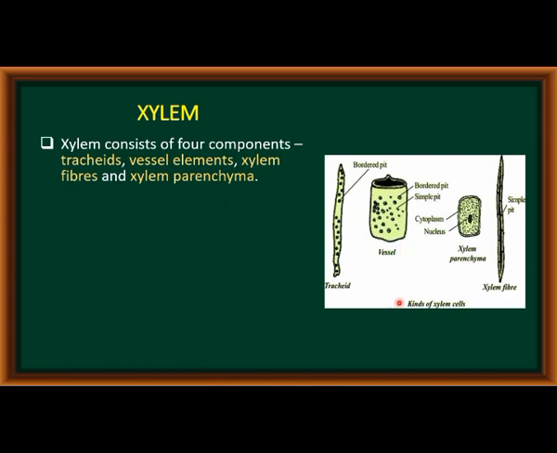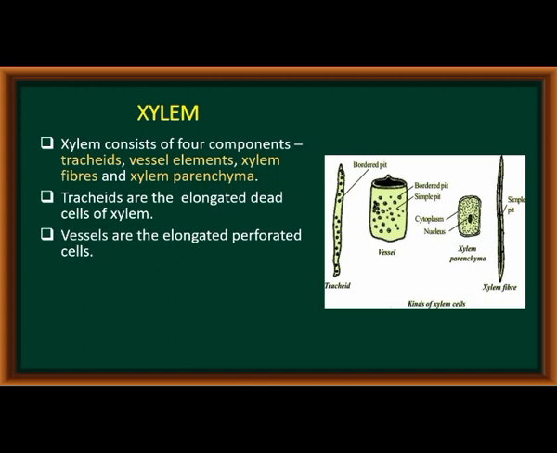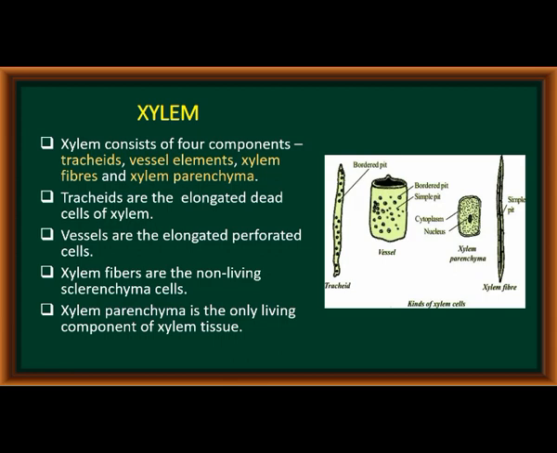Now, here are the different kinds of xylem cells. This is the tracheid. This one is the vessel. Here is the xylem parenchyma, and here is the xylem fiber. Tracheids are the elongated dead cells of xylem. Vessels are the elongated perforated cells. Perforated cells are the cells that contain pores. Xylem fibers are the non-living sclerenchyma cells. Xylem parenchyma is the only living component of xylem tissue.